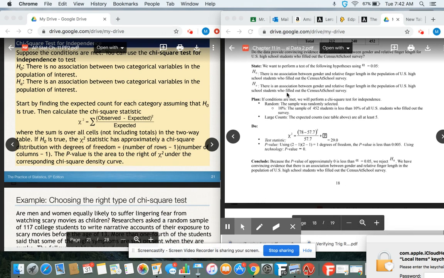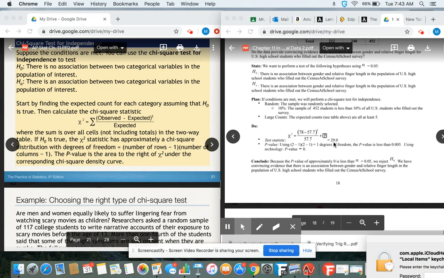So here would be our example. There's no association between gender and relative finger length in the population of U.S. high school students who filled out the Census at School survey. So it was one population of students, but multiple variables, gender and relative finger length. Our plan is laid out, and we want to make sure that we do that, guys. Think about the chapters where we did significance testing. There's a whole bunch of tests: one-proportion z tests, two-sample t intervals or two-sample t tests. So we want to make sure that we identify in our plan which type of test we're doing. In this case, once these conditions are met, we're going to carry out the chi-squared test for independence.